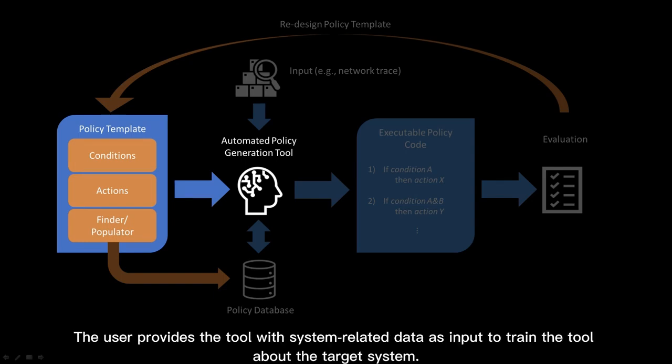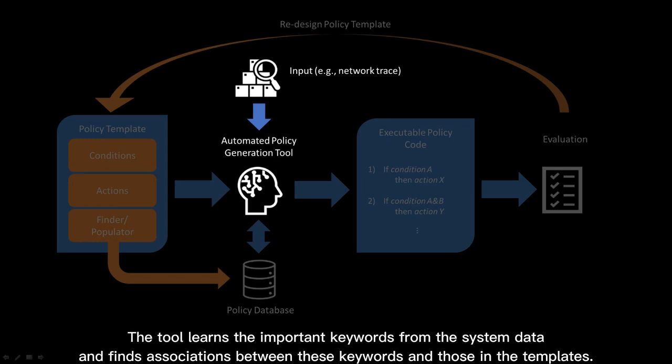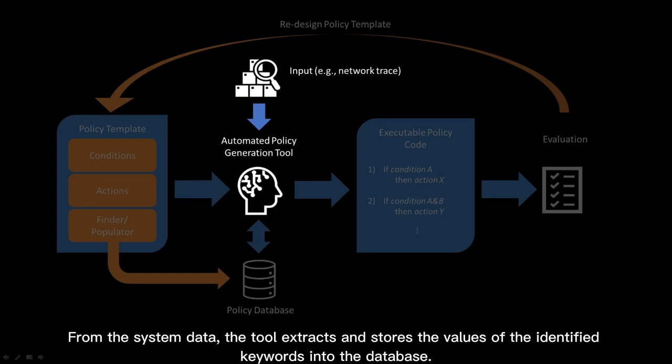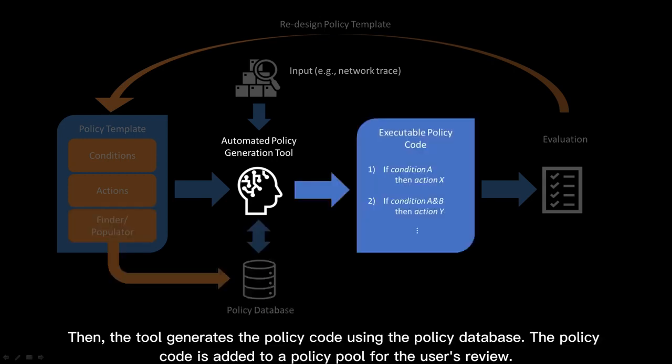The user provides the tool with system-related data as input to train the tool about the target system. The tool learns the important keywords from the system data and finds associations between these keywords and those in the templates. From the system data, the tool extracts and stores the values of the identified keywords into the database. Then, the tool generates the policy code using the policy database. The policy code is added to a policy pool for the user's review.